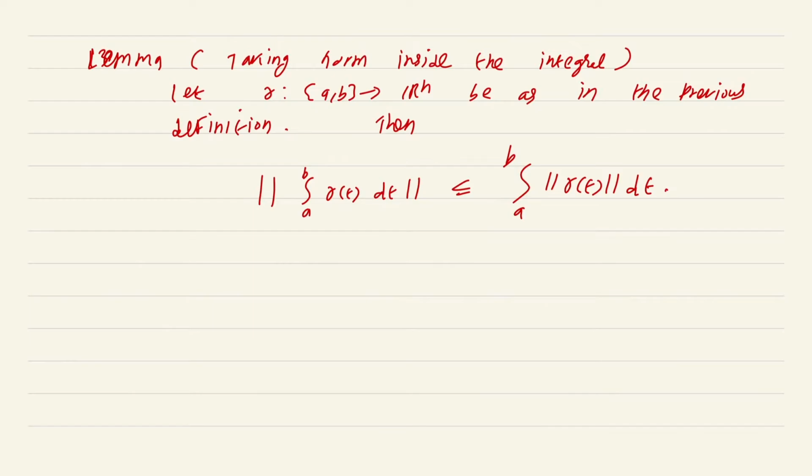Okay, the proof is again not very hard. It's just a straightforward check. Now set v to be the integral from a to b of gamma of t dt. This is well defined simply because each function, gamma 1 to gamma n, is assumed to be integrable. Set v to be this. If v is equal to 0, then there is nothing to prove.